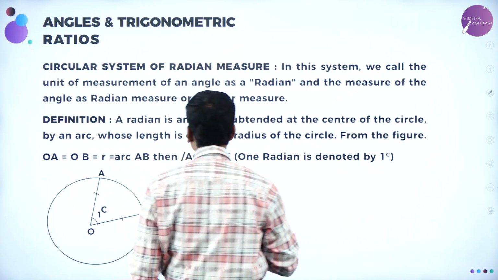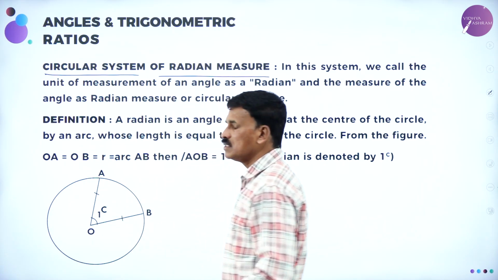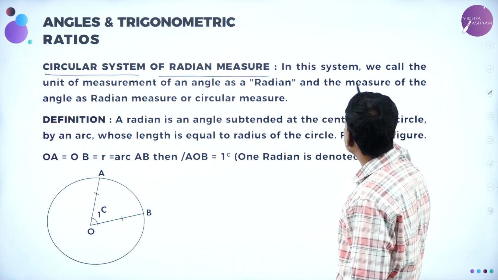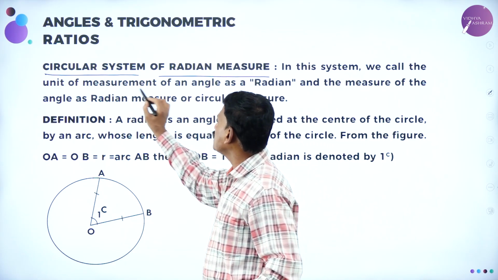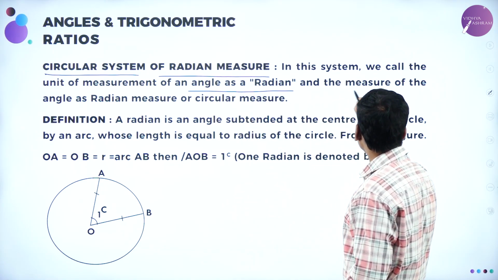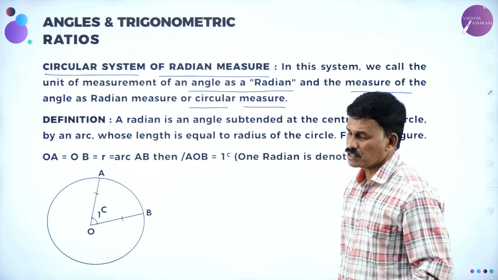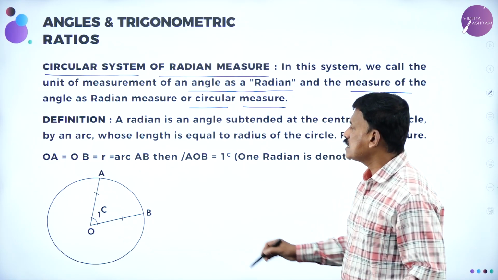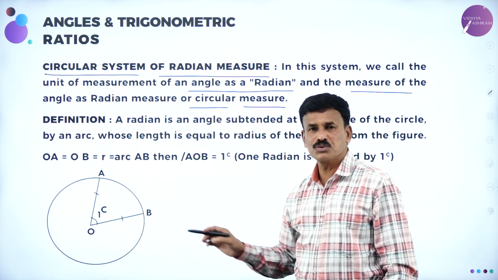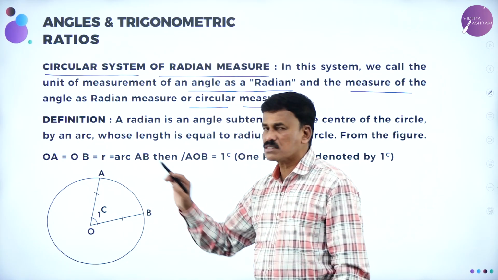Now, let us move on to the next measurement, that is called the circular system or radian measure. This is a very important concept, radian measure or circular measure. In this system we call the unit of measurement of an angle a radian, and the measure of this angle is radian measure, or it is also called the circular measure. So, what is this radian? A radian is nothing but an angle subtended at the center of a circle by an arc and two radii.